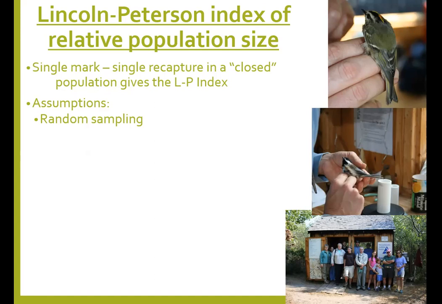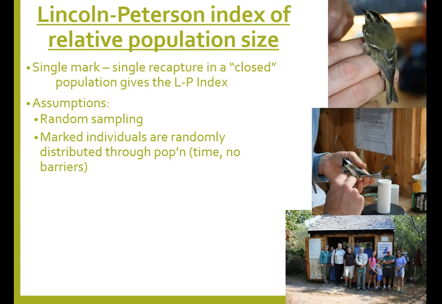Anyway, this particular type of study would violate an assumption of the Lincoln-Peterson Index of Relative Population Size. The reason for that is that this chickadee, for example, now knows exactly where this net is, and it might remember and therefore be less inclined to go back to that same site the next time and get captured again. And so this would not be random sampling. This study also happens to be sampling close to the field station. So random sampling is required in this single mark, single recapture system.